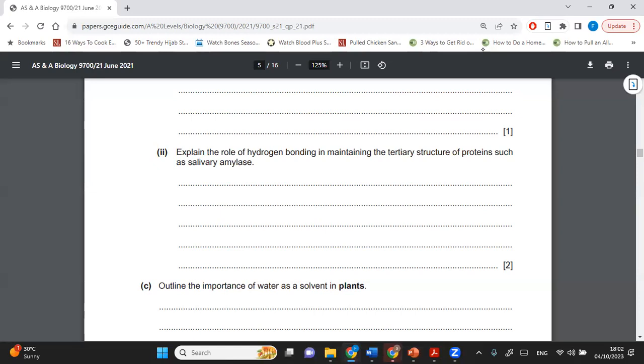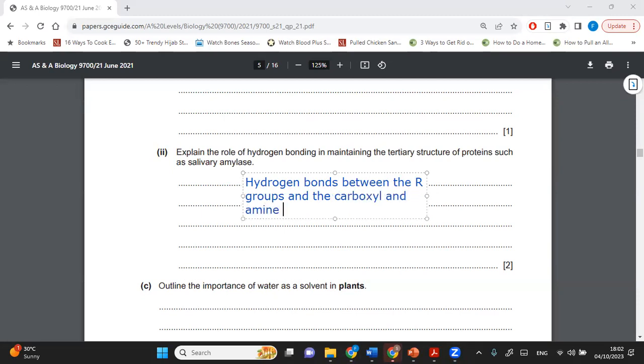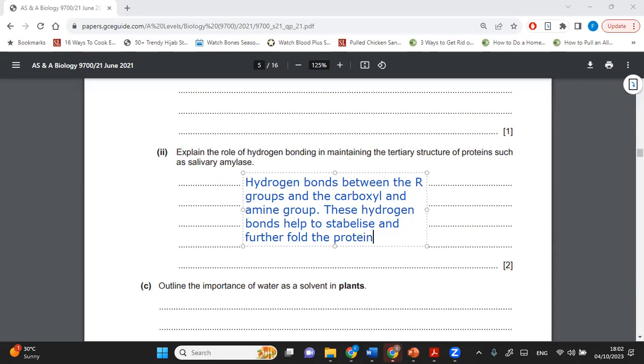So, if you remember, I told you guys that the hydrogen bonds in tertiary structure exist between the R groups. Remember? We have hydrogen bonds between the R groups, the carboxyl and amine, right? These hydrogen bonds help to stabilize and further fold the protein, and determine the shape of the active site, right? So that's how we can go ahead and answer this particular question.